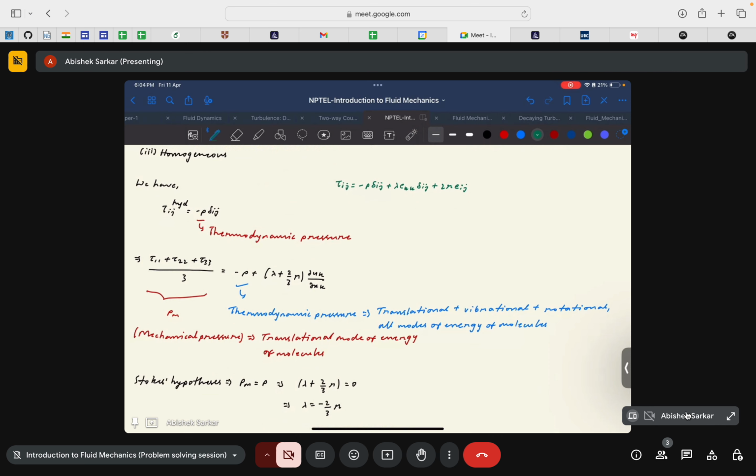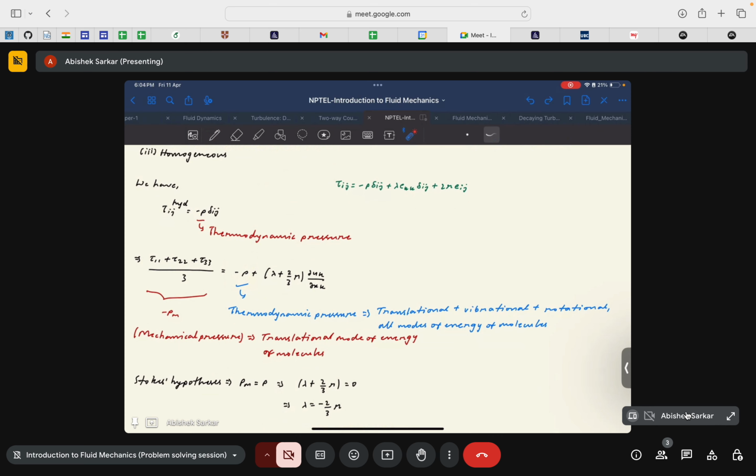And this is the mechanical pressure, and this p here is the thermodynamic pressure. And you will see that these terms are separated by a factor given by this term, lambda plus 2 by 3 mu dou uk by dou xk.